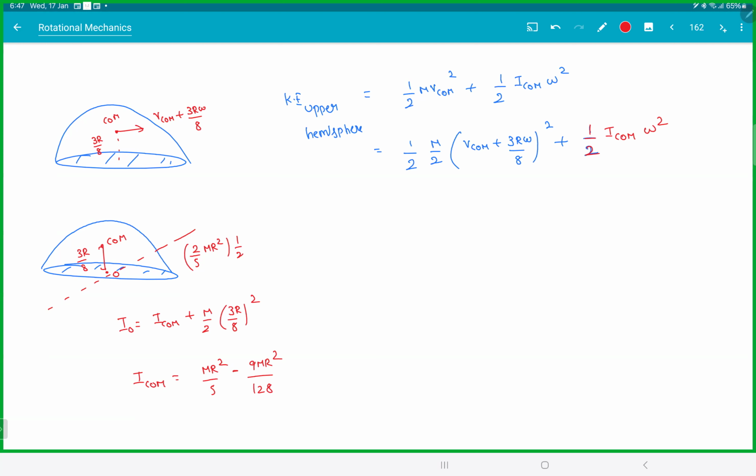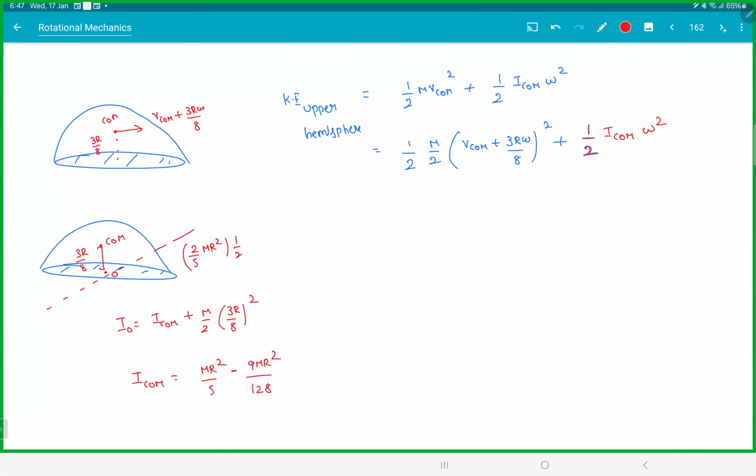So when you take the upper hemisphere, the center of mass is not in the center anymore. So its velocity will be v plus 3rω/8. And you have to take moment of inertia about the center of mass, and the center of the hemisphere is not the center of mass. About the center, though, you know. Sure with this? And what about the forces?